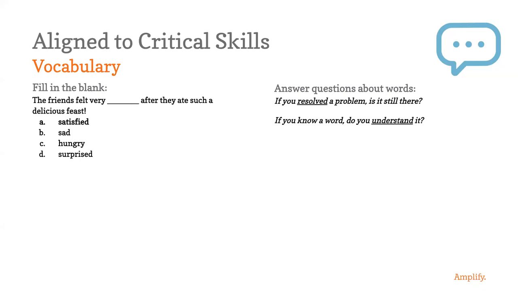So which words are included in the assessment is important, but also the tasks that are included. And again, this is where I say it's really hard to get a good strong measure of vocabulary, but these are tasks that we're finding work really well for getting that general indicator of students' vocabulary knowledge. So just traditional fill in the blank questions, and then other measures which ask students questions about a word. So if you resolved a problem, is it still there? If you know a word, do you understand it? So just different ways to put words into context.